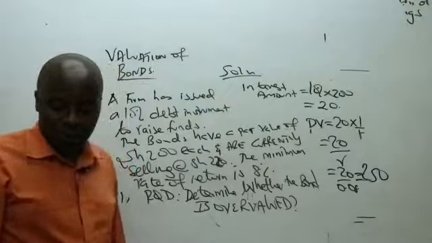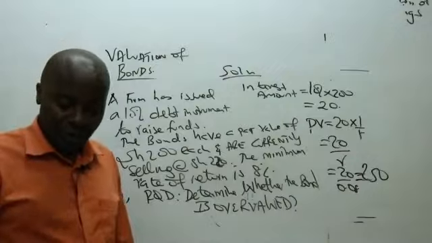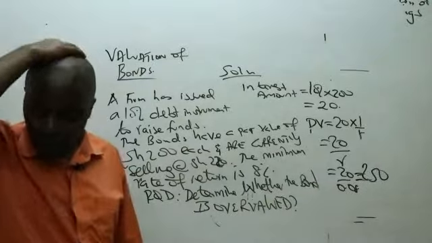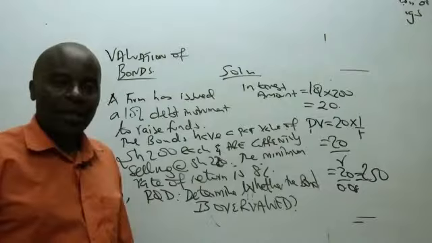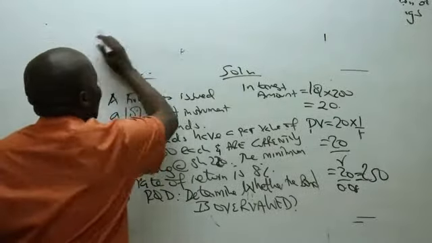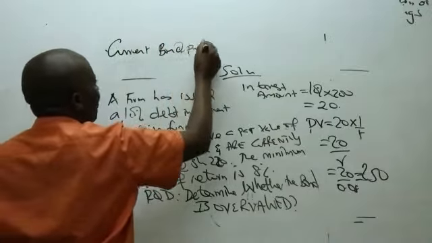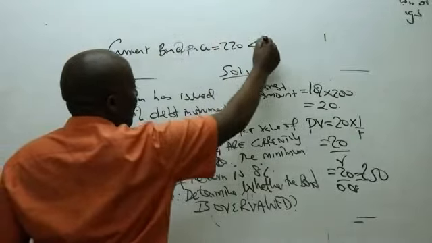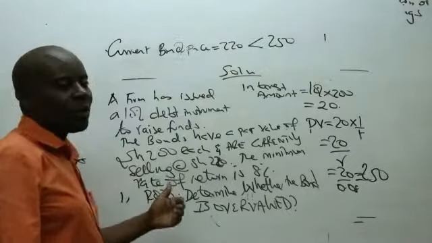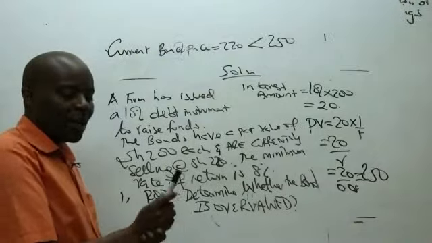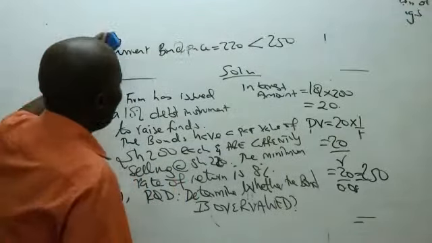Given that I have the intrinsic value, the next thing, ladies and gentlemen, will be for us to say whether they are undervalued. What is happening? Currently, we are seeing these bonds being sold for 220. So the current bond price is 220, which is less than their truthful value. Ladies and gentlemen, meaning that our bonds are what here? They are undervalued.